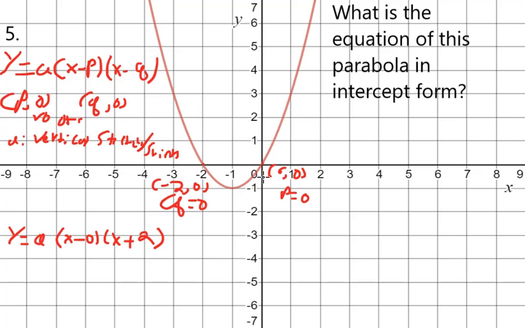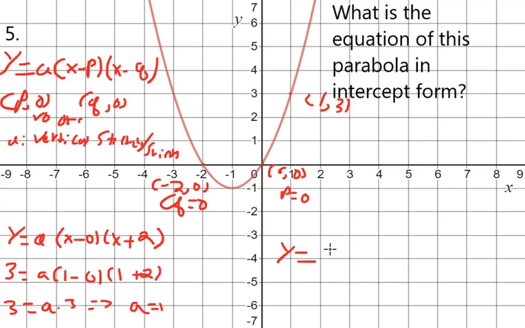Now I need to figure out what a is. I can just tell there's a vertical stretch or shrink of 1, but I want to do that algebraically because usually when you look at the intercept form, you will need to do it algebraically. So we have a point (1, 3) here that's on our graph, and I'm going to plug it into our equation. So when x equals 1, y equals 3. So 3 equals a times (1 minus 0) times (1 plus 2). This will be 3 equals a times 3, which tells me that a equals 1. Thus, I have the final answer, y equals x times (x plus 2), which is basically a simplified version of (x minus 0) times (x plus 2).